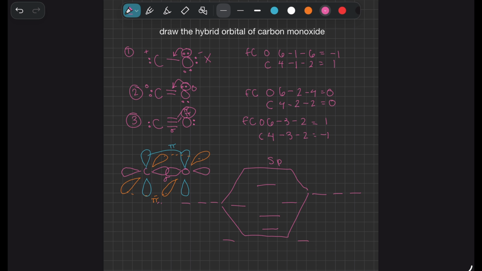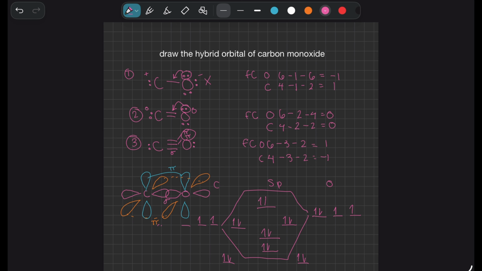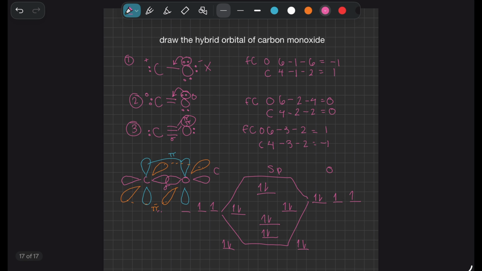Okay, so let's do our outside electrons. So we knew that when we counted the valence electrons for carbon monoxide, we had 10. So 1, 2, 3, 4, 5, 6, 7, 8, 9, 10. Okay, and this side is oxygen and this side is carbon. Let's do the inside now. 1, 2, 3, 4, 5, 6, 7, 8, 9, 10. Okay, so we have 10 on the inside and we have 10 on the outside.